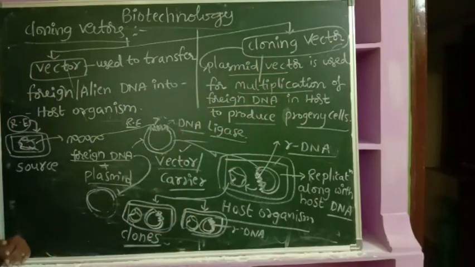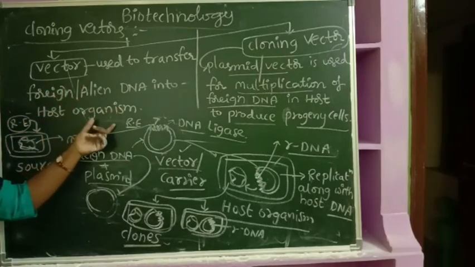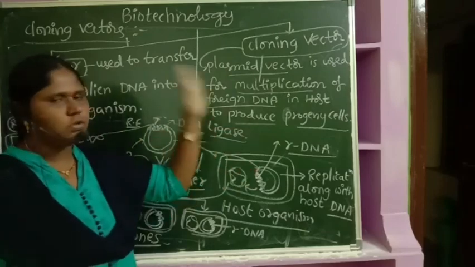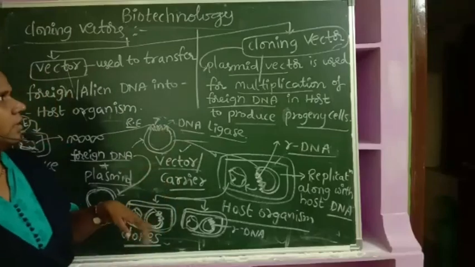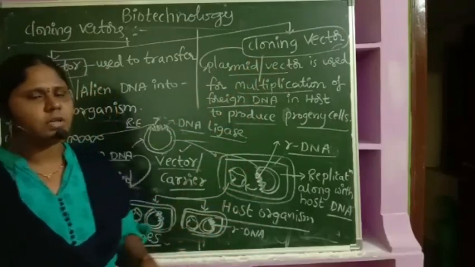I hope you got it. I'll just repeat again very clearly. Now just concentrate and make out the clear difference between vector and cloning vector. Here, a vector is used to transfer foreign or alien DNA into the host organism. It simply collects, acts as a vector, drops it and goes out. And that is called a vector. Now you try to clearly understand what is meant by cloning vector.